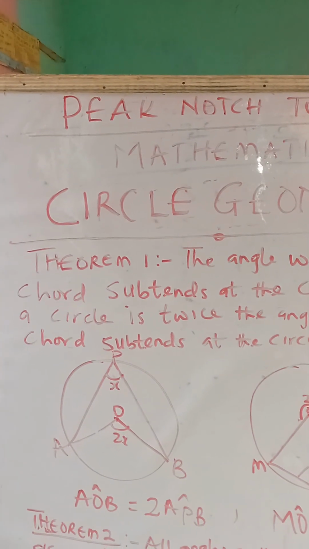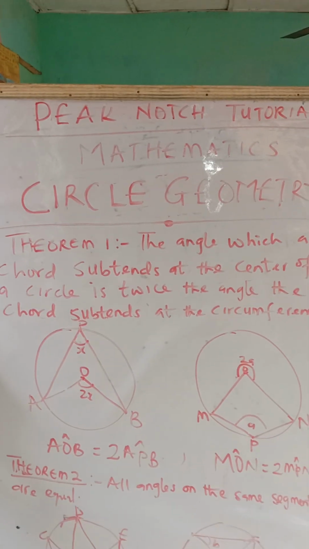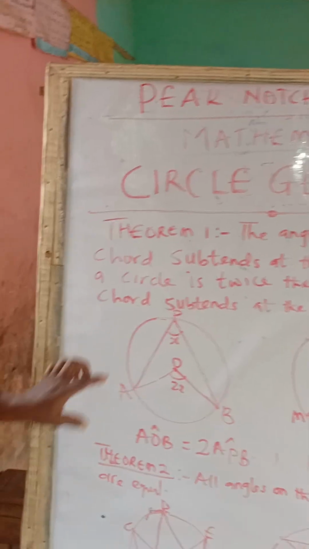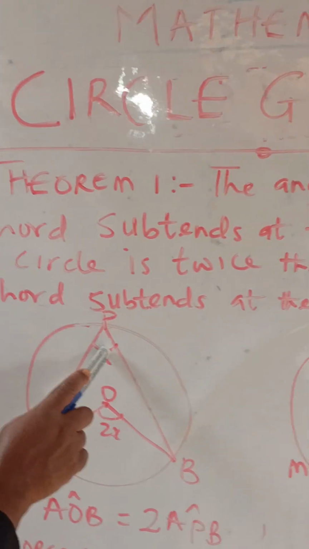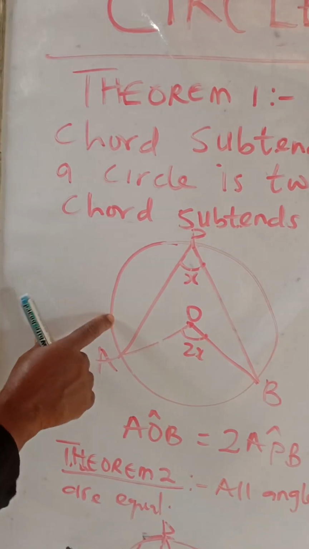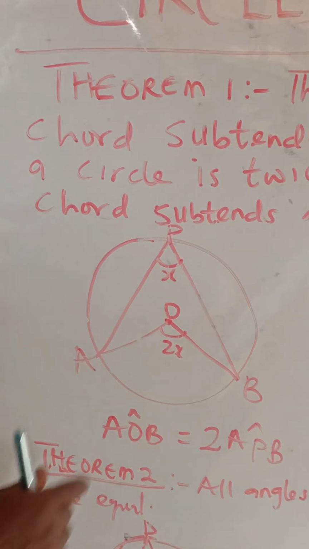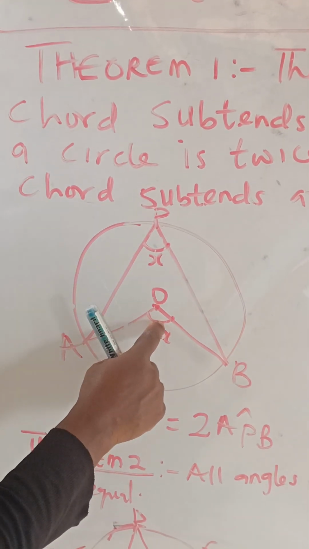We'll pick questions on that. So what are the theorems we are picking today? Theorems 1 and 2. The first one says, angle at the center is twice angle at the circumference. You can see the diagram over here. And that means if this is 30, the center will be 60.